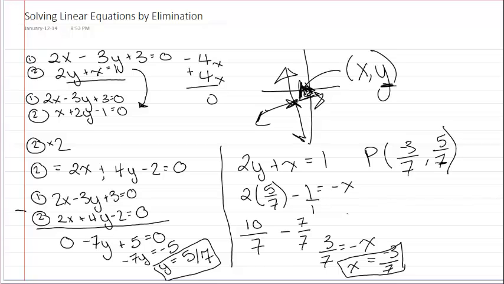Okay, so I have that there, and now I've solved my solution. I have my solution, which is that point, and we're done.